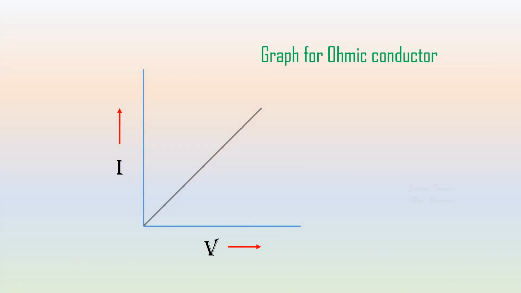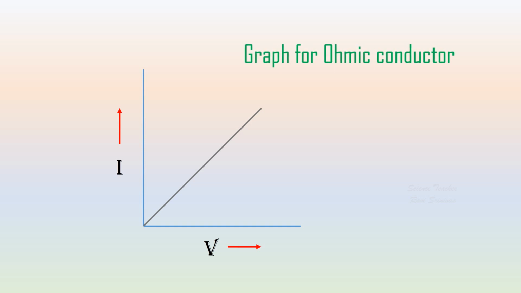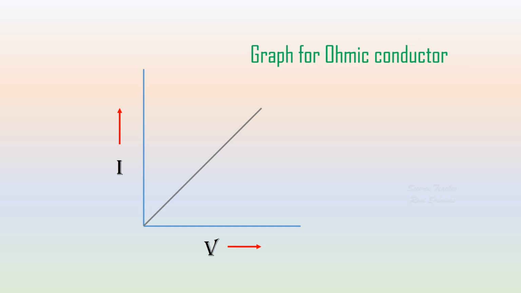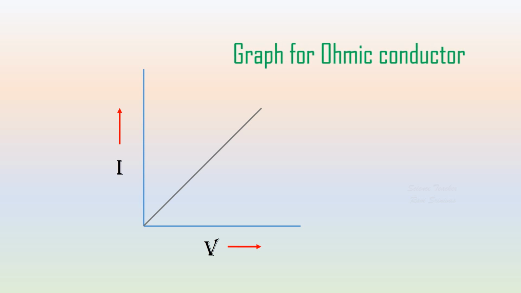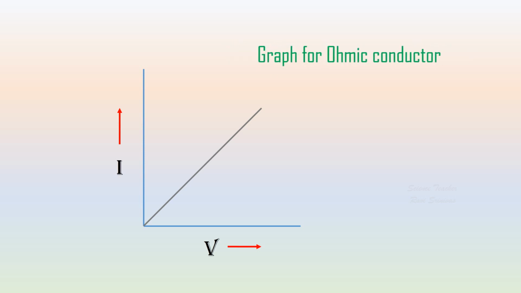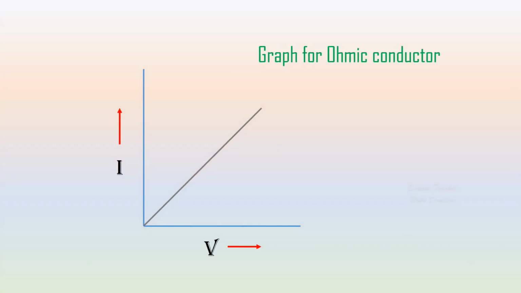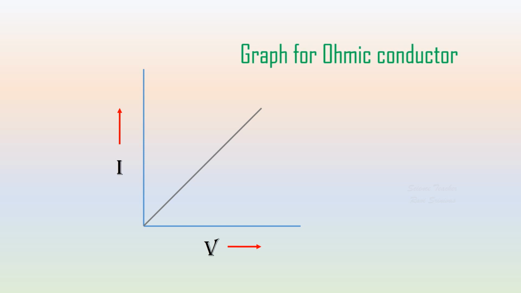A substance which obeys Ohm's law is called an ohmic conductor. Copper, aluminum, silver, etc. are all ohmic conductors. The VI graph for an ohmic conductor is a straight line passing through the origin.